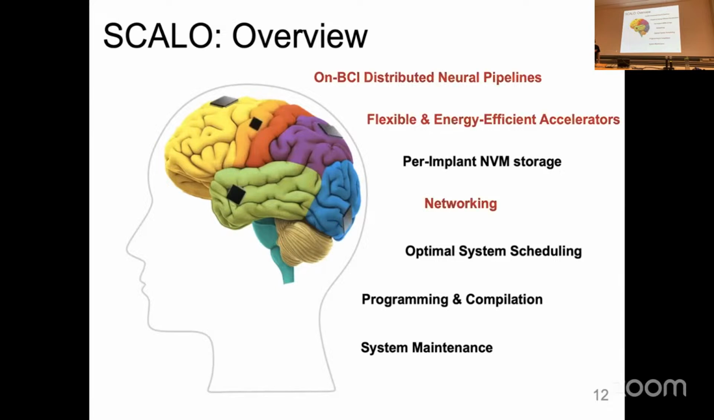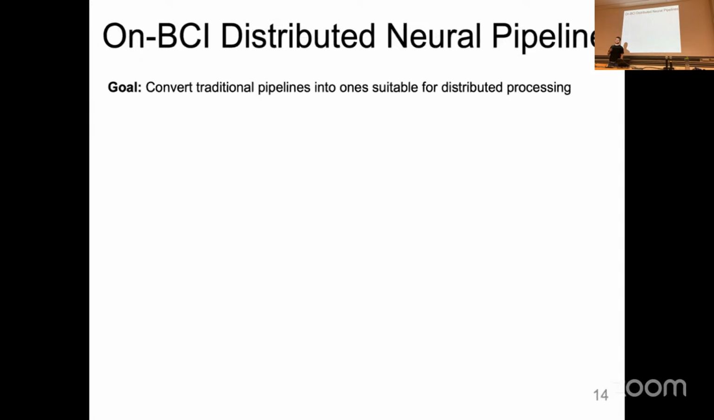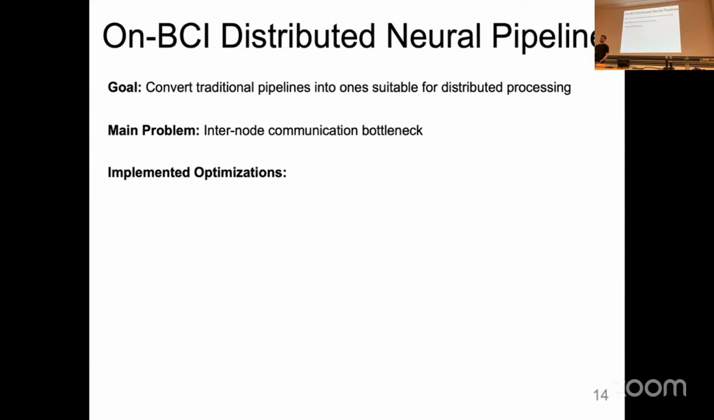All right. And now we'll focus on these 3 main points. So first, on BCI distributed neural pipelines. As I said, the goal is to convert traditional pipelines into ones suitable for distributed processing. The main problem here is the inter-node communication bottleneck. And they then present a number of implemented optimizations to handle this bottleneck. And I will go over 2 of them.